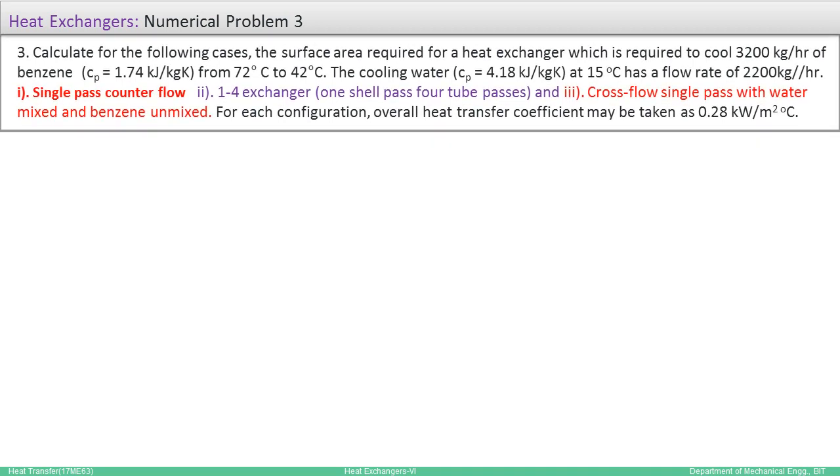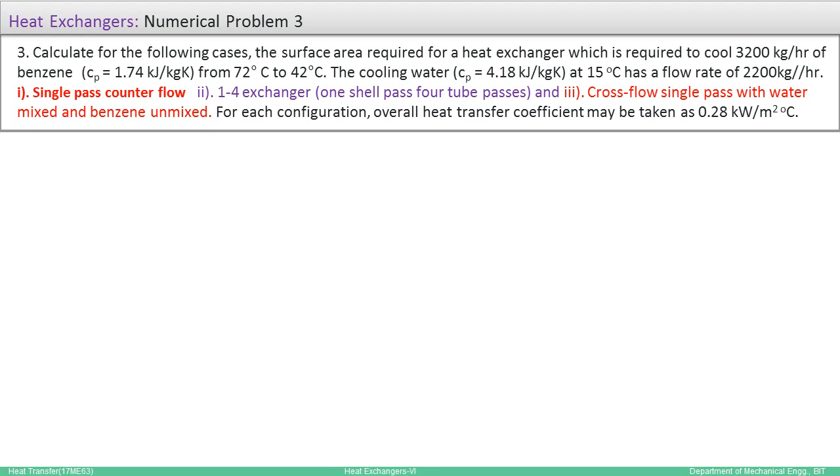Calculate for the following cases the surface area required for a heat exchanger, which is required to cool 3200 kg per hour of benzene, Cp is 1.74 kilojoule per kg Kelvin, from 72 degrees Celsius to 42 degrees Celsius. The cooling water, Cp 4.18 kilojoule per kg Kelvin, at 15 degrees Celsius has a flow rate of 2200 kg per hour.